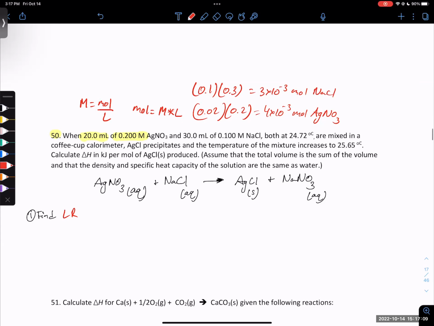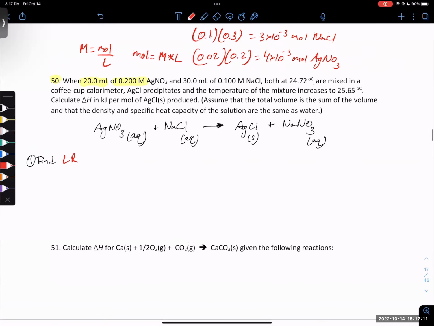So now we have the moles of both of our reactants. I'm just going to copy this right here. So what is our next step? Find which one is limiting. It's a 1-to-1 ratio, so this would be the limiting reactant.